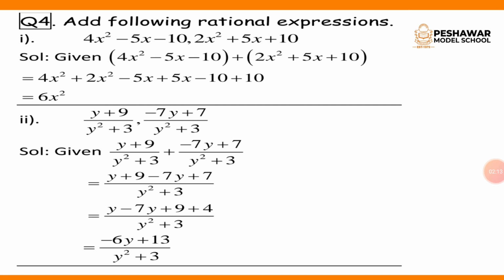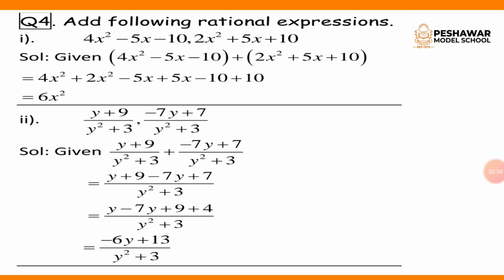Question number 4, add the following rational expressions. 4x square minus 5x minus 10, 2x square plus 5x plus 10. If we have to add these, we must add the like terms with each other, like 4x square plus 2x square. These are the like terms. In addition or subtraction, only like terms can be added. Minus 5x plus 5x are like terms because the degree or power of the variables is the same. Minus 10 and plus 10 also cancel with each other. 4x square plus 2x square is equal to 6x square and the remaining parts cancel.